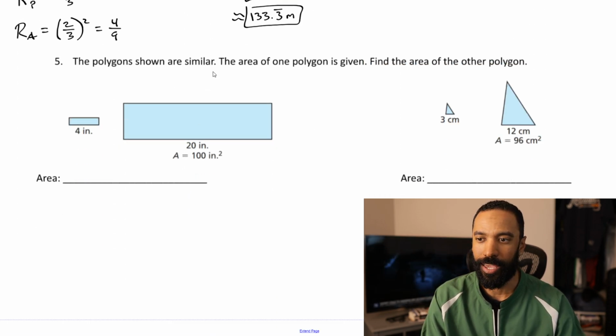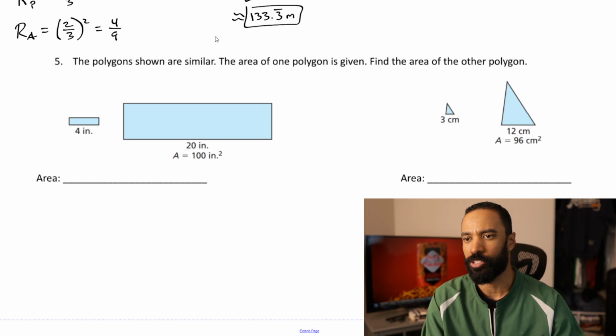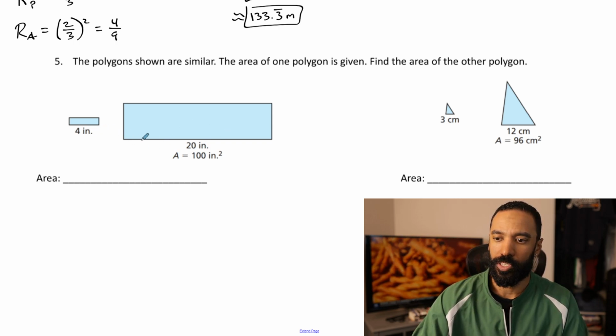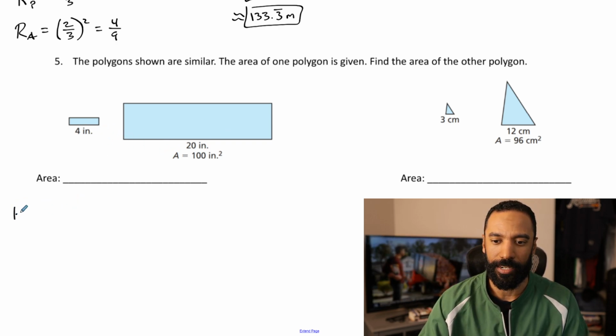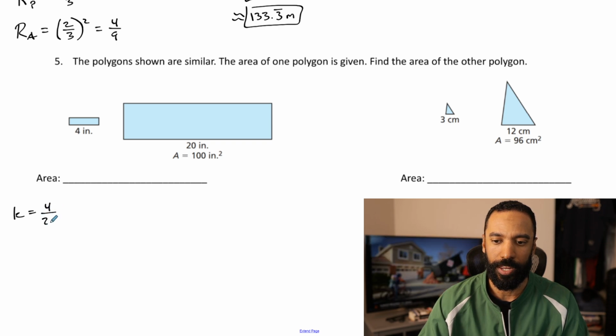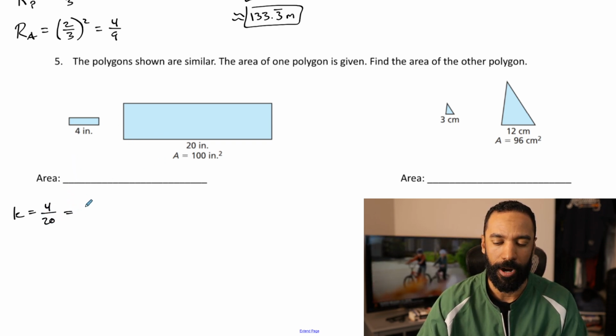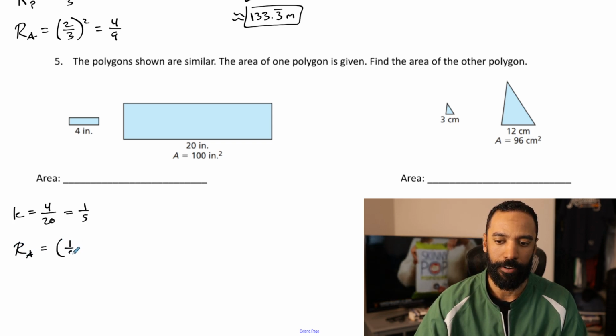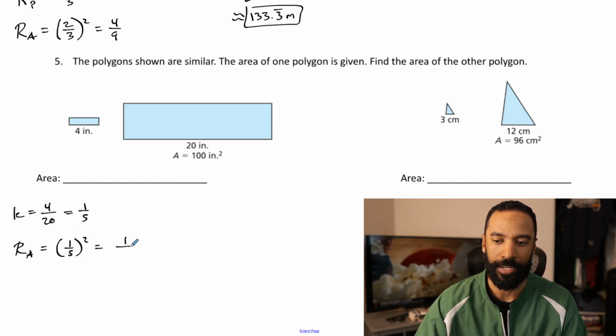Number 5. The polygons are similar. The area of one polygon is given. Find the area of the other polygon. So we get more practice on this. The similarity ratio, depending on how you want to write it, I can do 4 over 20, 4 inches over 20 inches for corresponding parts. That reduces to 1/5. The area ratio, we take that 1/5 and square it, and you get 1/25.